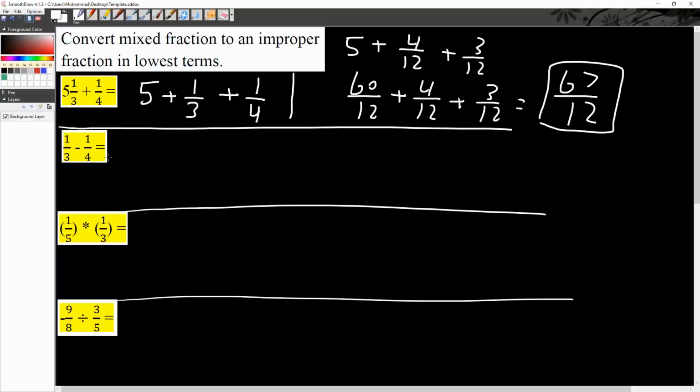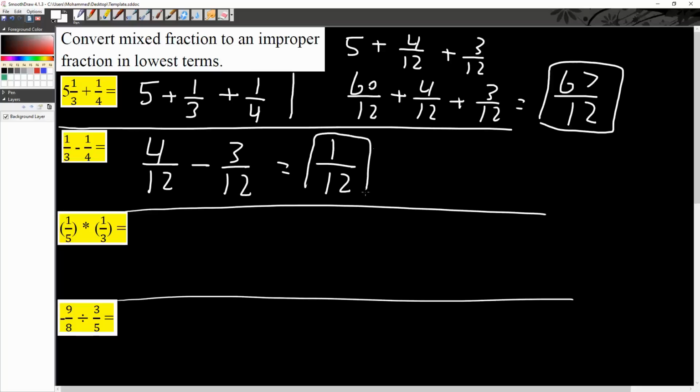And now we'll do 1/3 minus 1/4. So same thing as this, we get a common denominator. So we said that 1/3 was going to be 4 over 12 for a common denominator of 12, minus 3 over 12 for 1/4. Simply do 4 minus 3, which is going to give us 1. The denominator stays the same, so 12. And so this is this answer.